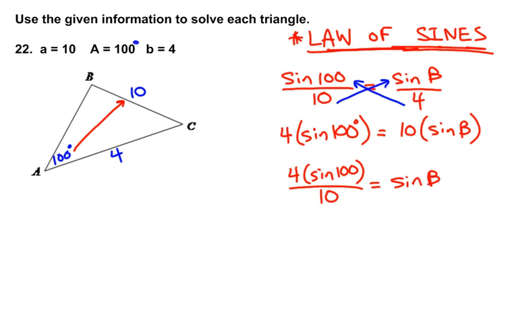And then, of course, we're going to find the angle B. So we'll have to use the arc sine. So we'll say the arc sine of 4 times the sine of 100 over 10 is what B is equal to.